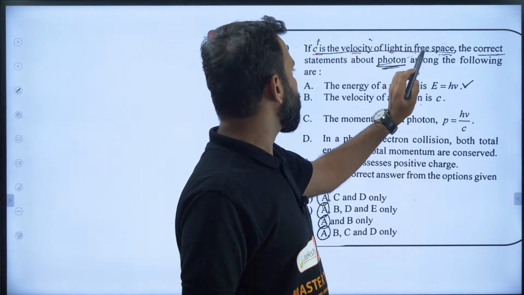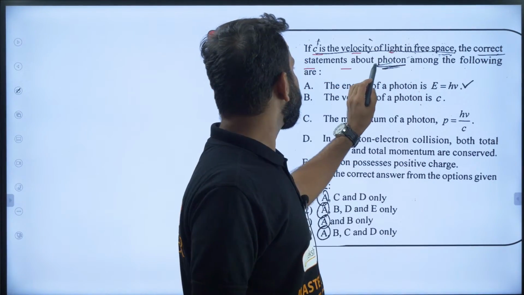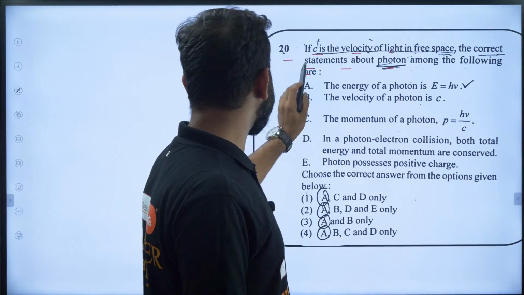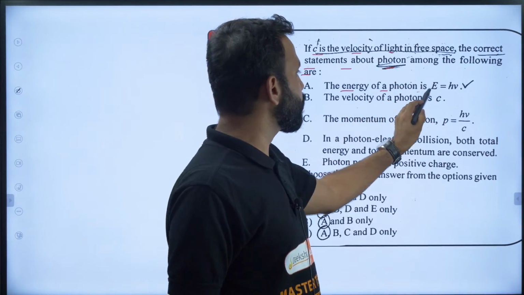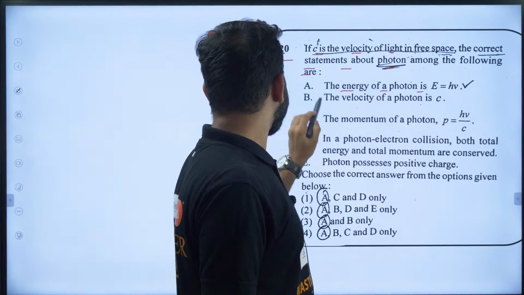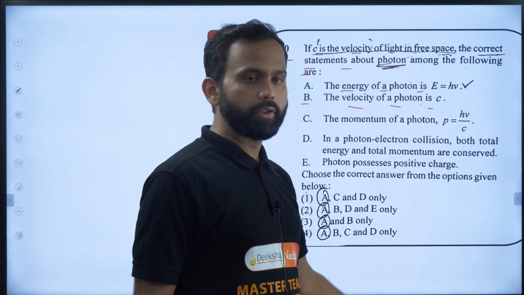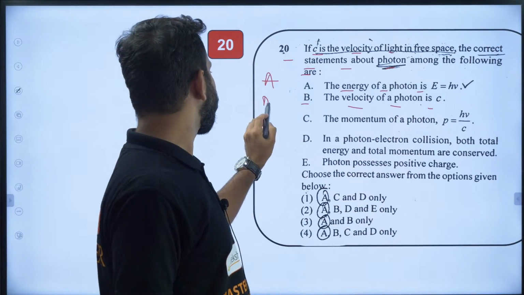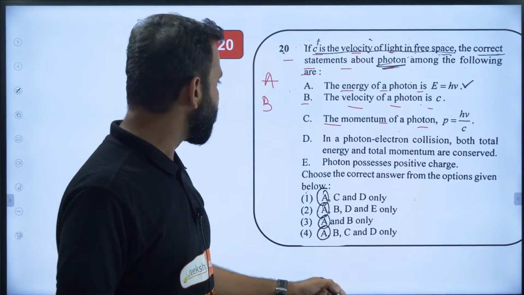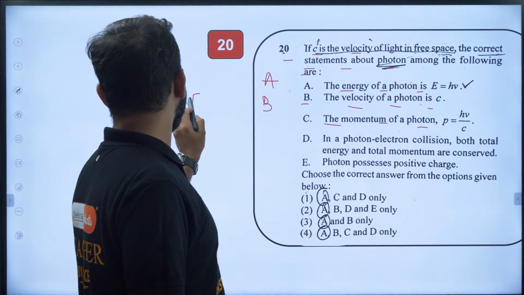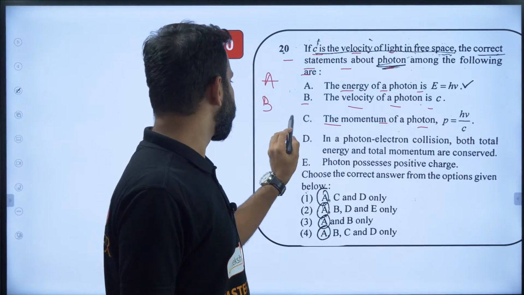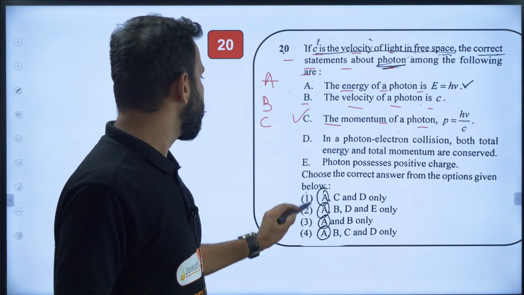If c is the velocity of light in free space, the correct statements about photon among the following are: statement A, the energy of the photon is E equal to h nu. Correct, right? So A is correct. And B, the velocity of the photon is c. Again, this is also correct. C, the momentum of the photon is p equal to h nu by c. Correct, right? Momentum of the photon is E by c, E is h into nu, so h nu by c. So statement C is correct.